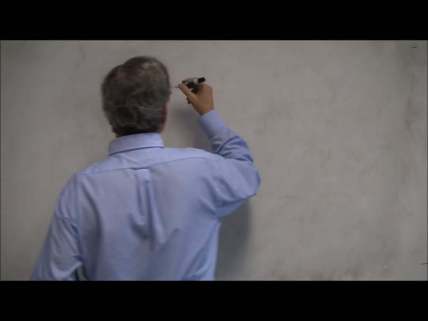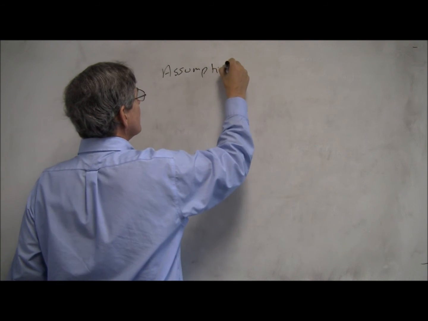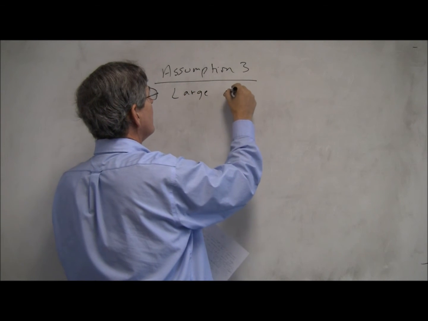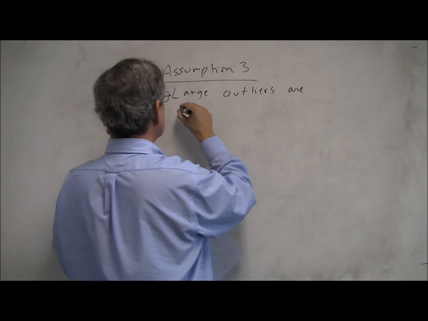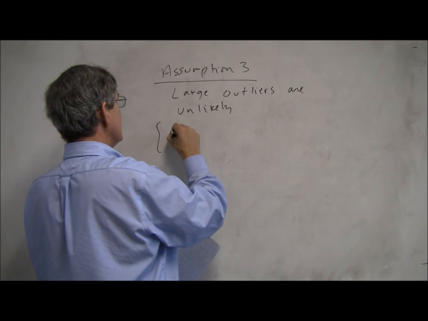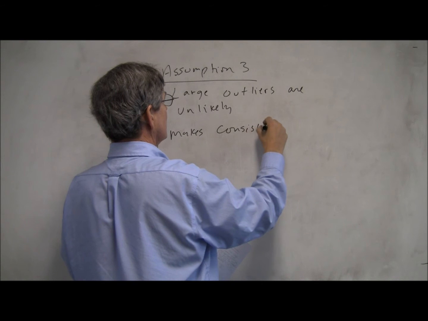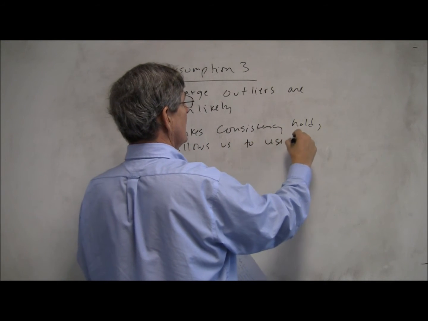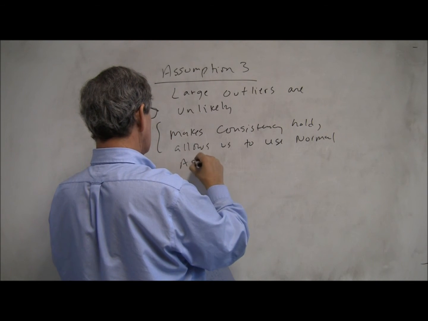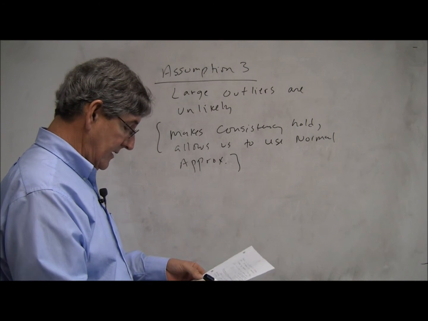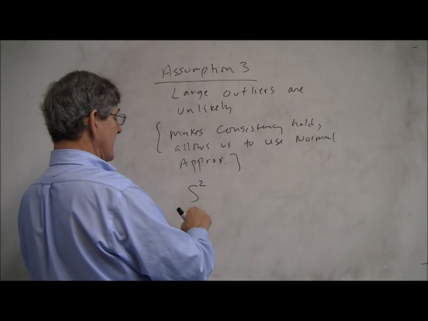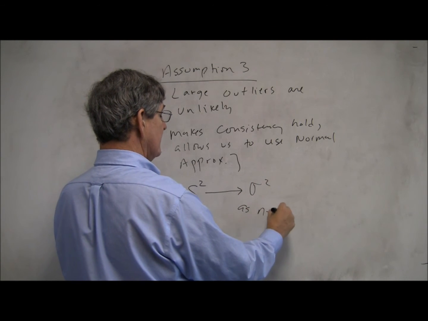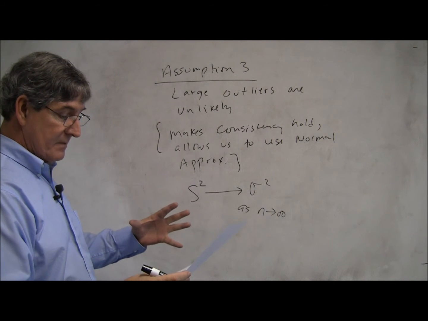Okay, the last assumption, assumption 3, is that large outliers are unlikely. What this does is it makes consistency hold. And it allows us to use the normal approximation. In order to have consistency and to use the normal approximation, what you need to have is that the estimated standard errors have to converge to the true standard errors as n goes to infinity. We want that to be true, and that convergence has to be at sort of a fixed rate.